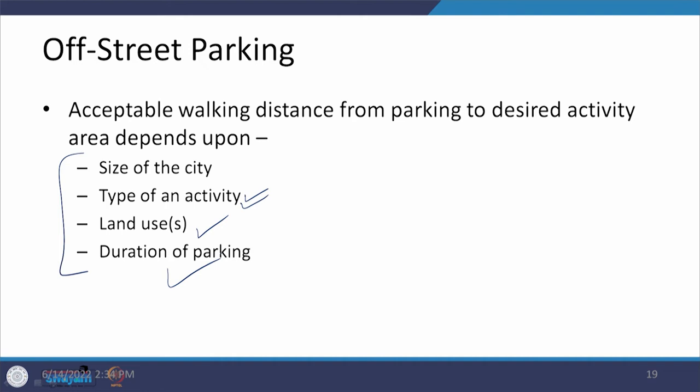And duration also, I have said that if you are going to park for a longer period of time, then the acceptability of these locations is more, and therefore, people may be inclined to walk a little bit more as compared to the rest of the conditions.